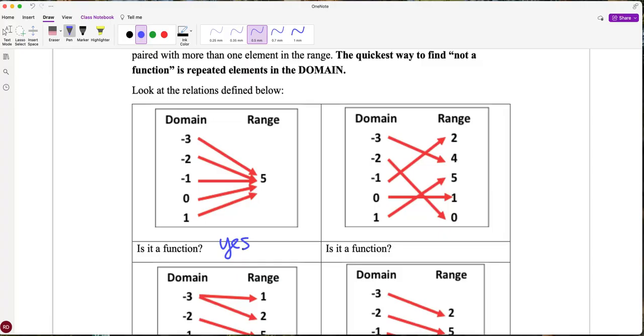Now what if it went the other way? If this was a domain, that was a range. That's not a function because I would be getting multiple answers for that one.